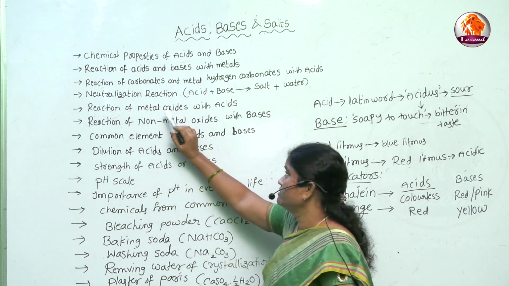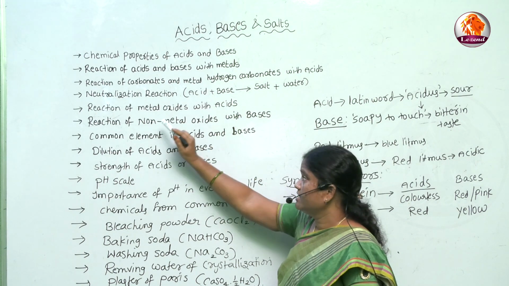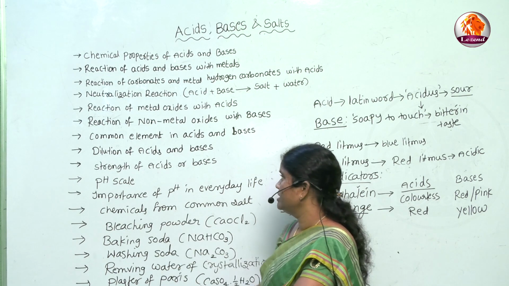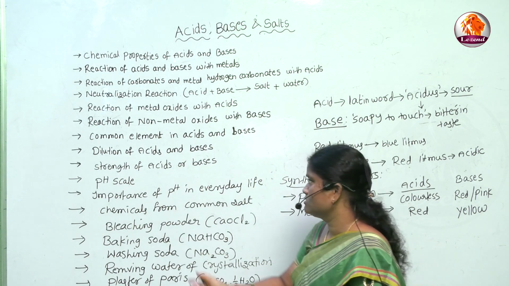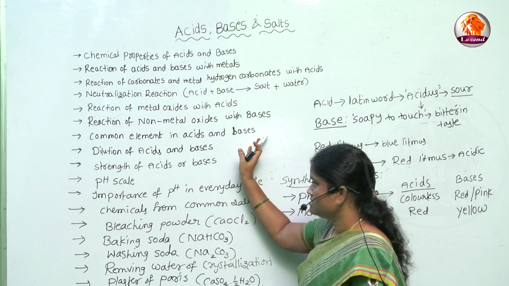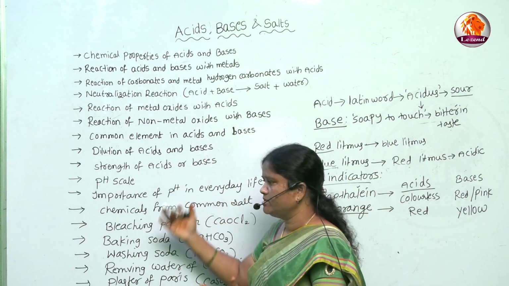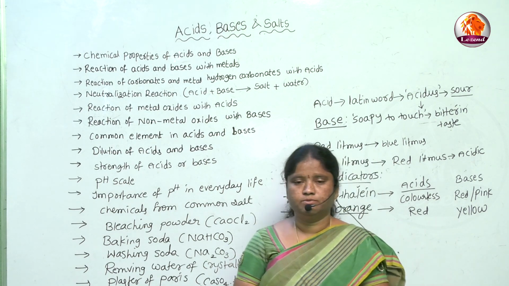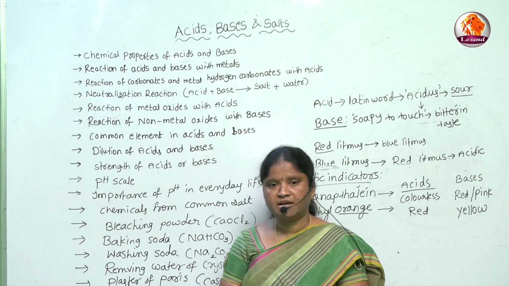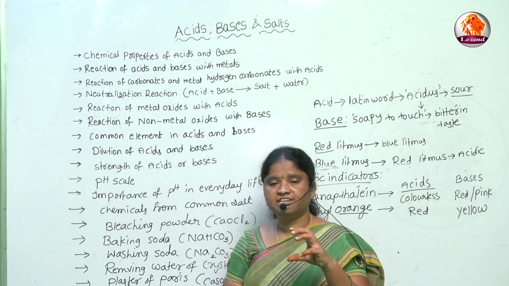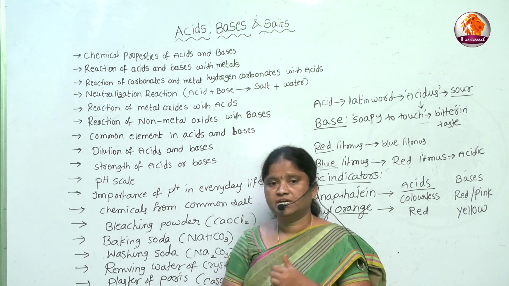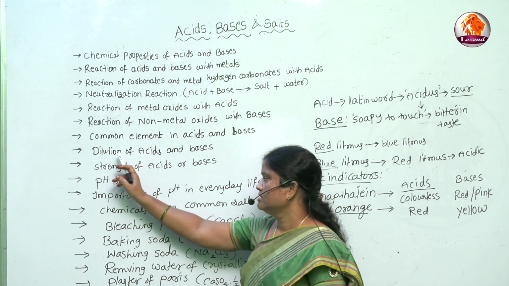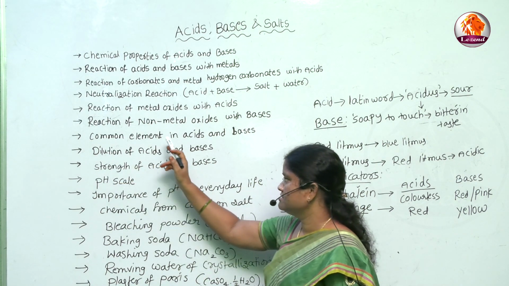And reaction of metal oxides with acids, reaction of non-metal oxides with bases, and also what the common element in acids and bases is. Dilution of acids and bases. In many chemistry and laboratory activities, we should not use strong acids. We need to dilute them, meaning by adding water we can decrease the strength of the acid. That process we call dilution. How we dilute the given acid or base, we can also learn in this lesson.